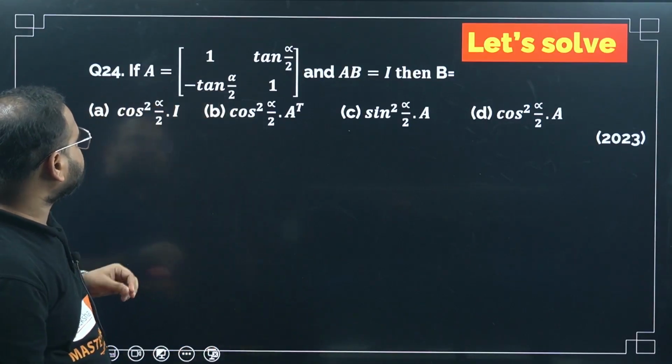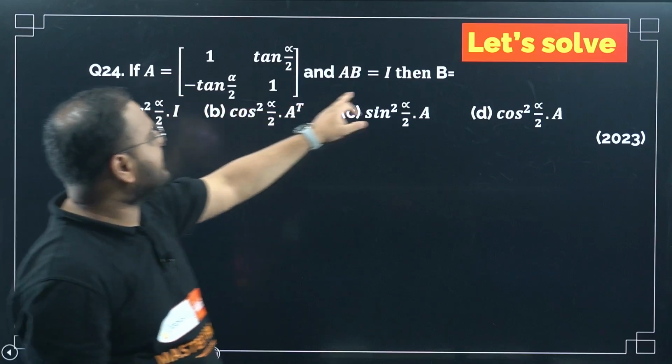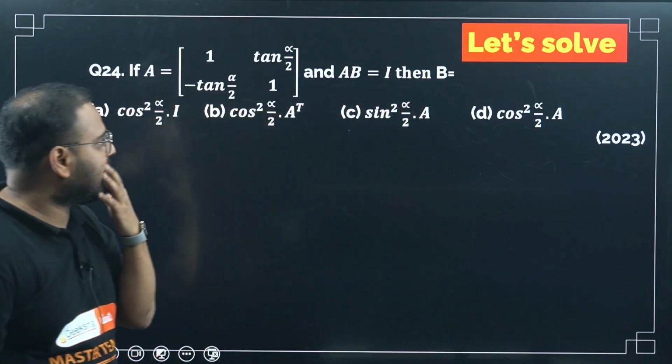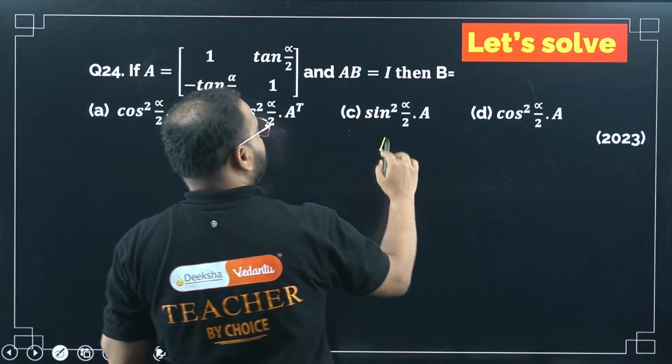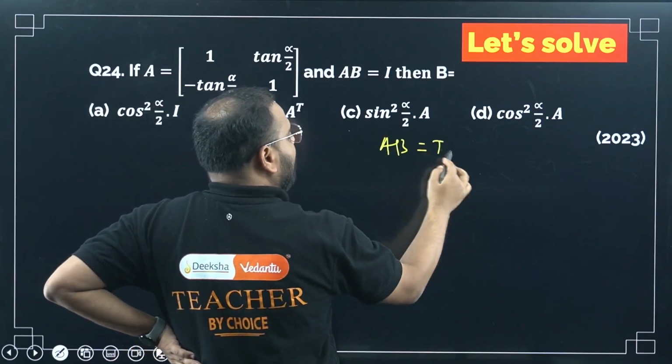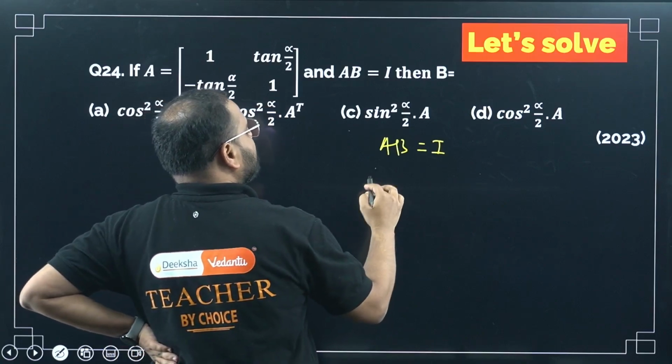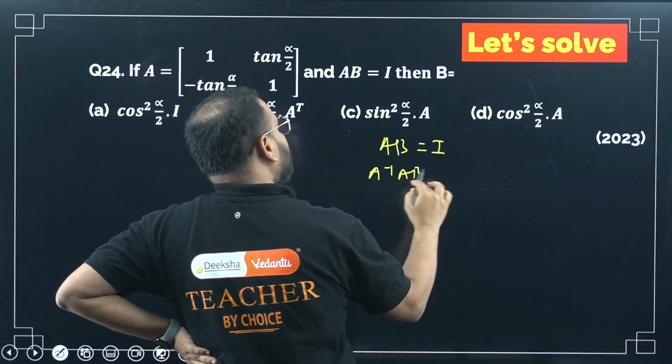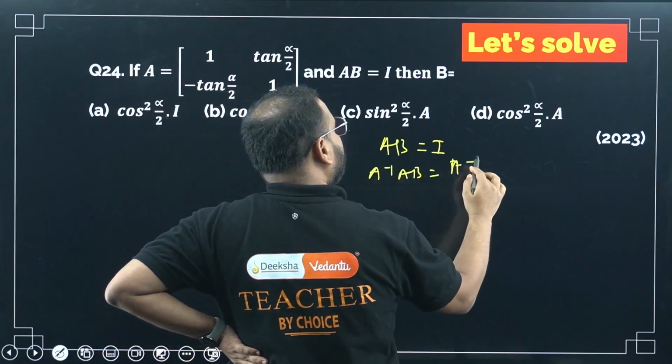Let's do it. A is given. AB is I, then find B. Okay, think about it. AB equals to I. How will I find B? I have to find A inverse. I have to take A inverse on both sides. So it will become A inverse of A, B equals to A inverse of I.